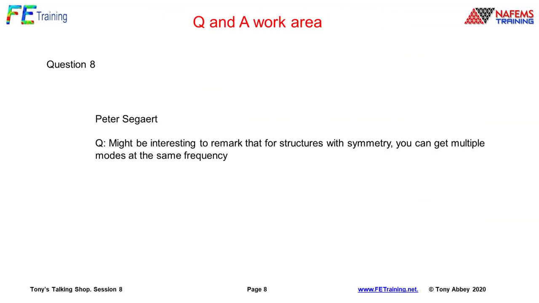Peter makes the point, it might be interesting to remark that structures with symmetry give you multiple modes at the same frequency. Symmetry is a big question. I see what you mean. So yes, if we've got something like a circular rod or a beam with a circular cross section, we actually get two modes which are orthogonal to each other, but they have the same frequency. That's what we call repeated modes.